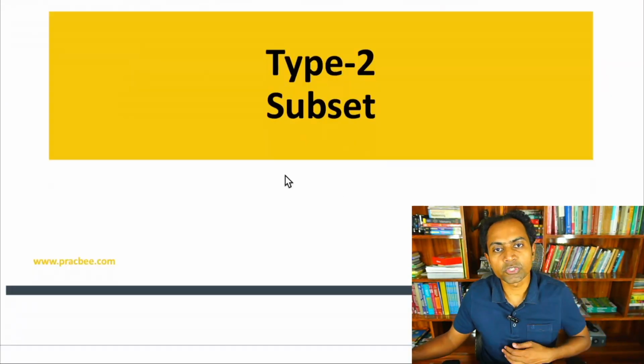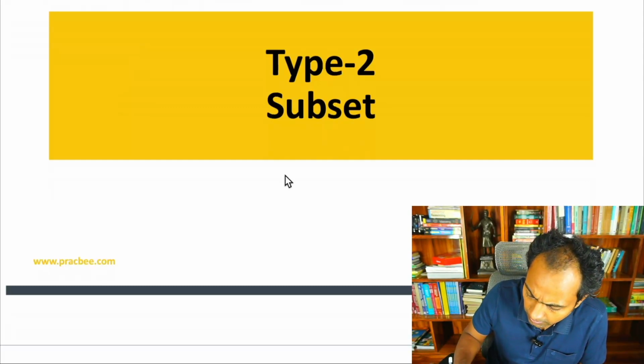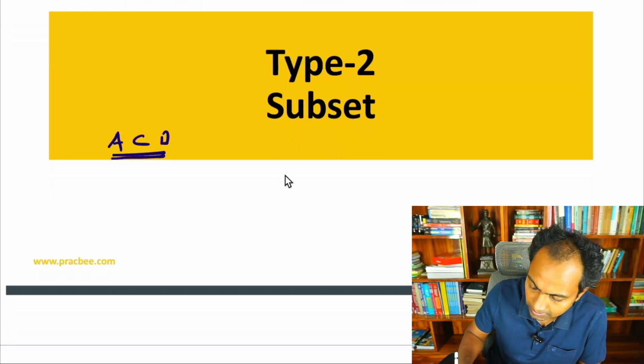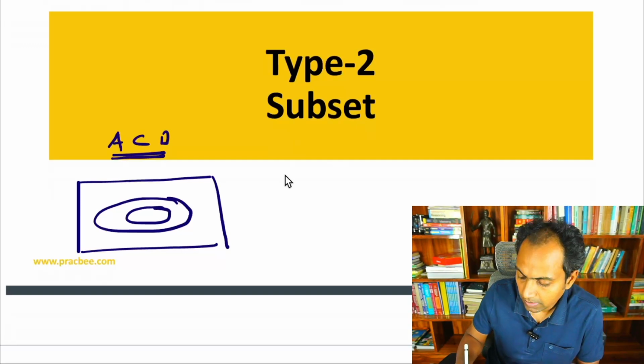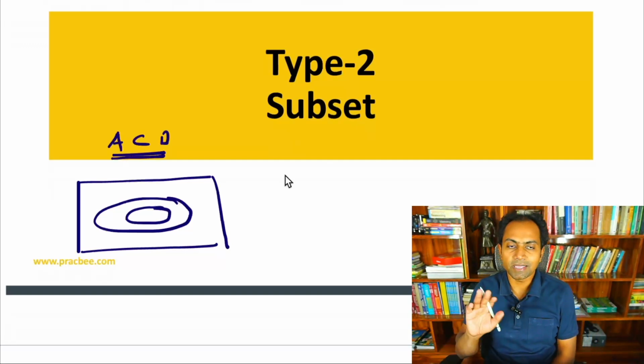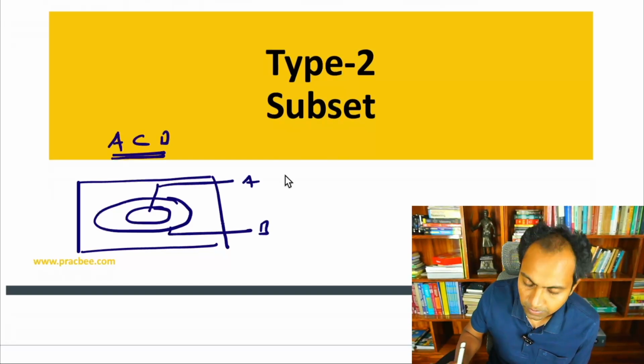Now type 2 questions are based on nothing but subset of a set. What is a subset? If A is a subset of B, that would mean that the Venn diagram is going to look something like this. Now when we are saying subset, A can also be equal to B, that is also possible. The inner set here is nothing but A, the outer set here is nothing but B.